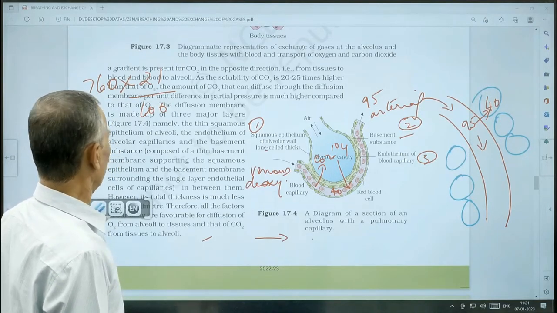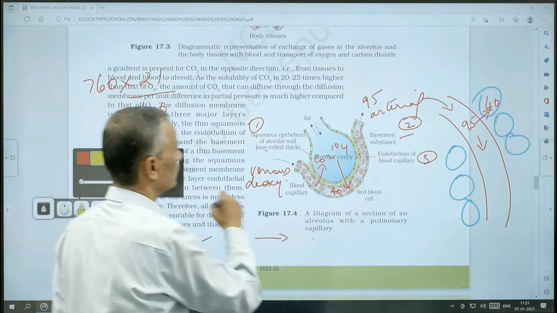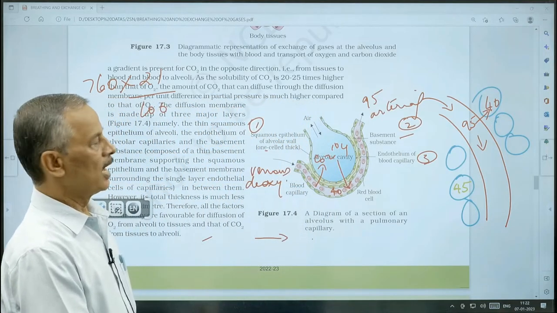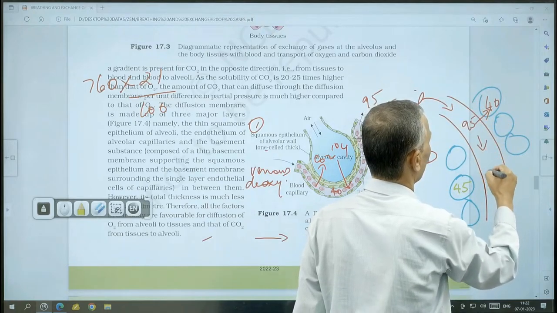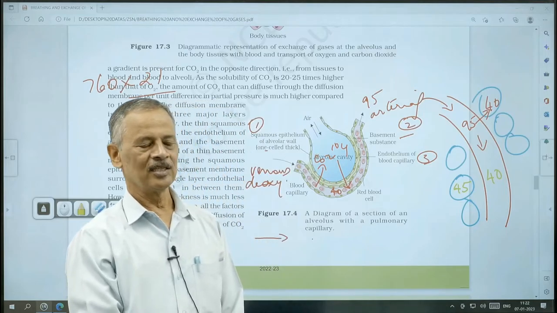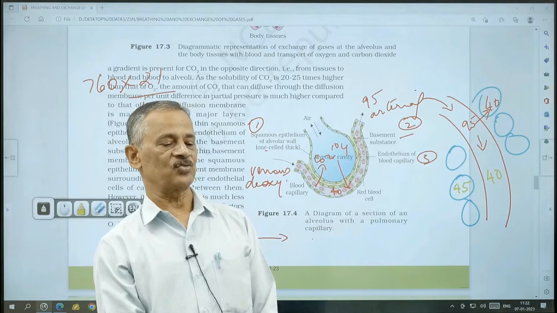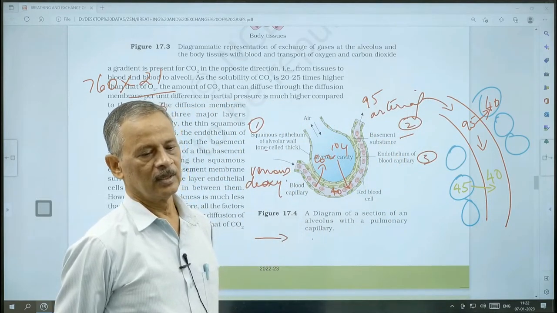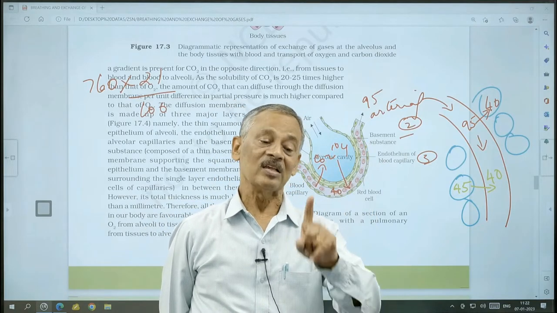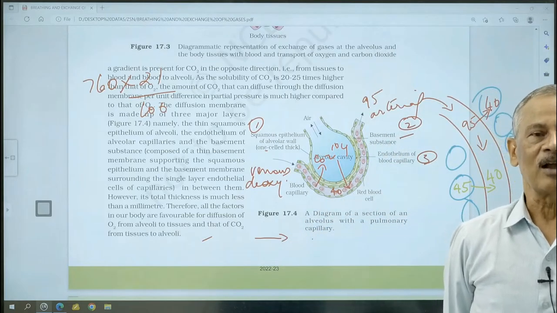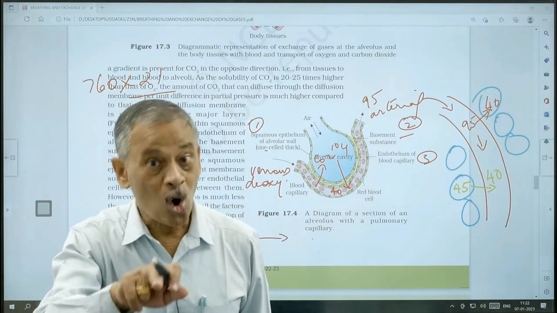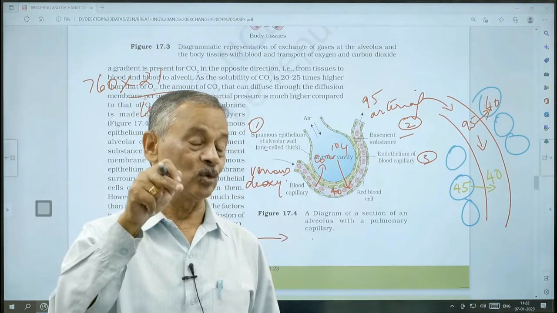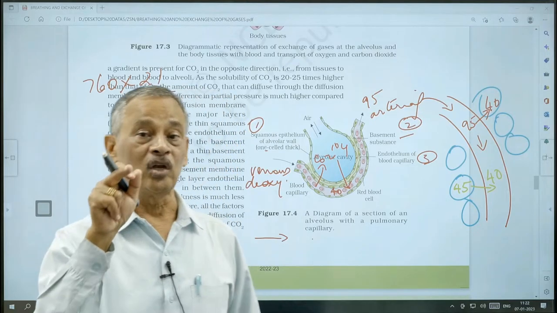Now come to the diffusion of carbon dioxide. How is this carbon dioxide exchanged? Let us see. Carbon dioxide is produced in tissues, so its partial pressure is very high in tissues. It is 45. And the blood that is reaching the tissues is arterial blood, which has only 40. So in tissues 45, in blood 40. So there is a gradient. You may say there is only a small gradient, 5. But that is sufficient for carbon dioxide. Why? Because carbon dioxide has 20 to 25 times more solubility than oxygen. So even a small partial pressure difference is sufficient for carbon dioxide to diffuse.